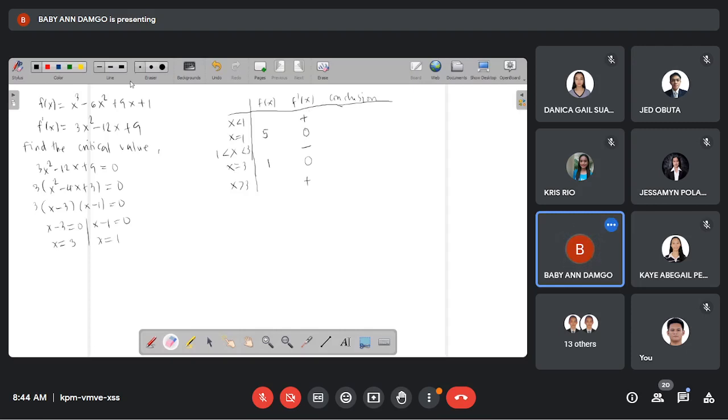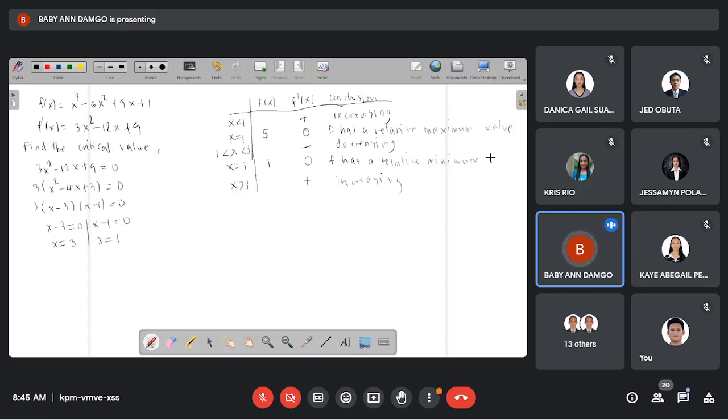If f prime of x is positive, this is increasing. Negative, this is decreasing. Positive, we have increasing. So positive, increasing to decreasing, we have f has a relative maximum value. Decreasing to increasing, f has a relative minimum value.